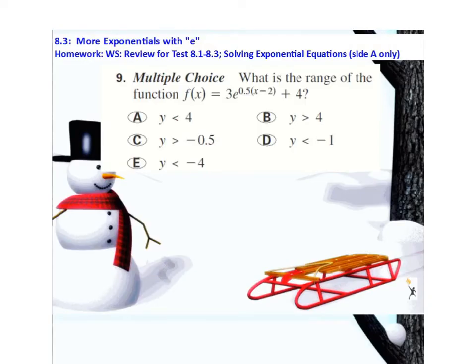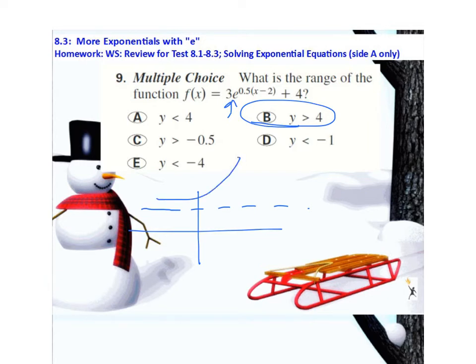Okay, try number 9. Your range, the answer for 9 is B. If I make a sketch, our asymptote is at 4. It's a growth function because the base is e, which is 2.7. And because the graph is above the asymptote, y is greater than 4.